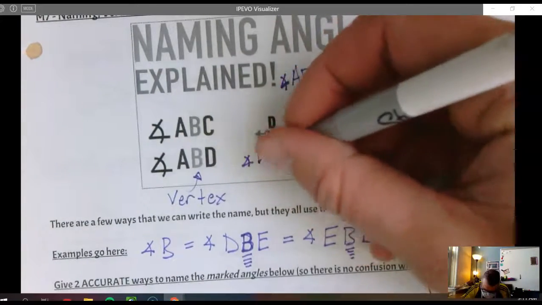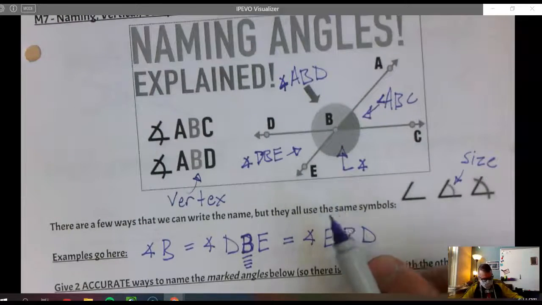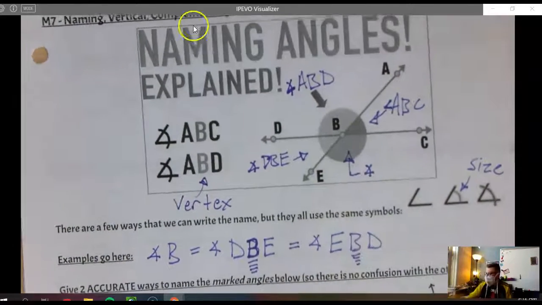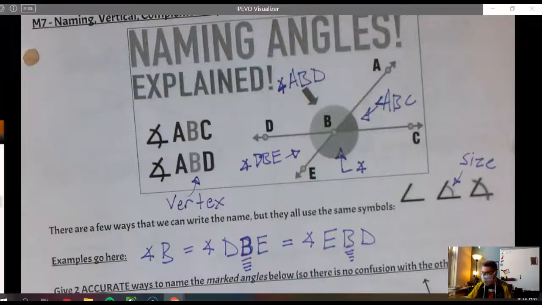D, E. Sydney, what is this angle over here on the right, which up on the screen is blue? Yeah, E, B, C. Or, if we flip the order around, anybody, what's the other order? C, B, E.